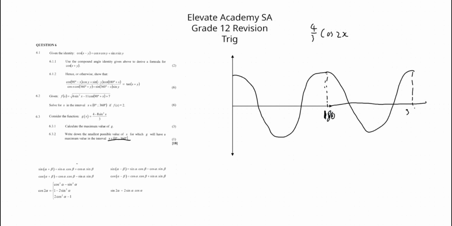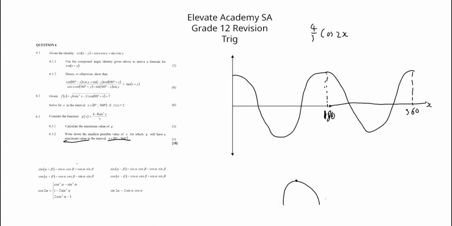So they want to know the smallest value of x. Now this is our x-axis. They want the smallest value of x for where we're going to have a maximum value. For a maximum value, it's very important that we understand we need to have a portion going up and a portion coming down. We need to have both of these, this part on the left and this part on the right.